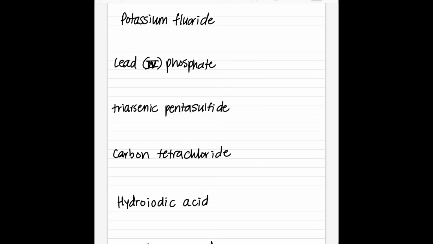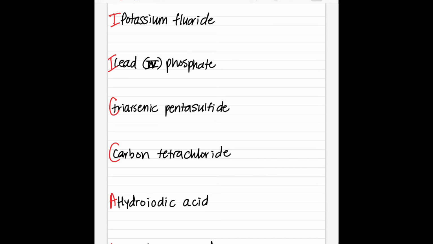Okay, when you're given this mixed naming, you need to identify ionic, covalent, or an acid. Let's go ahead and identify. Potassium is a metal, and there's only one type that uses a metal, that's ionic. Lead is also a metal, so ionic. Triarsenic pentasulfide has prefixes, and there's only one type that uses prefixes, that's covalent. Carbon tetrachloride also uses prefixes, so covalent. And these two are acids, of course, because they have acid written at the end.